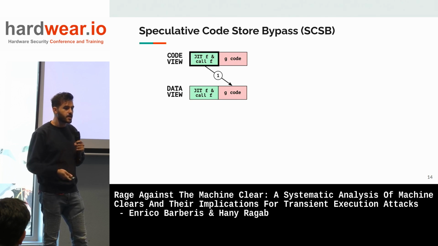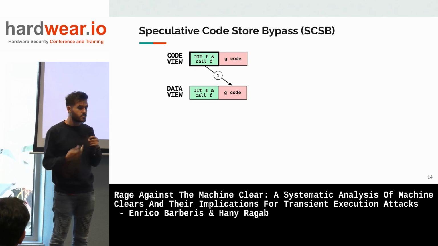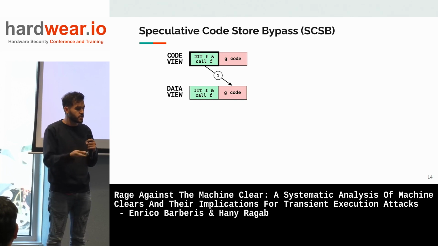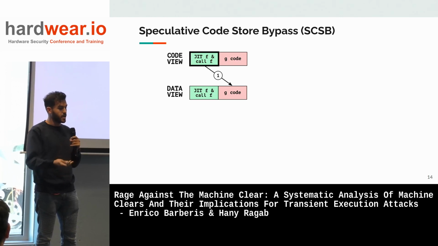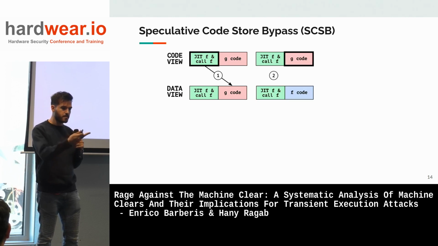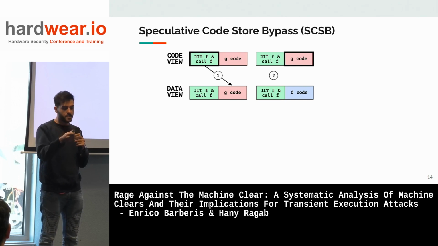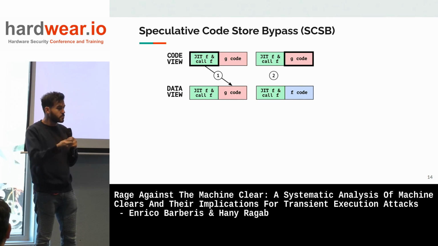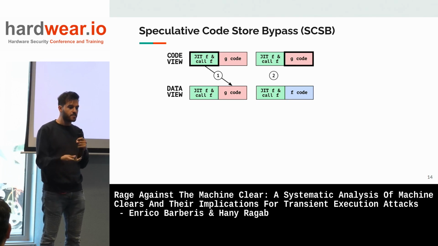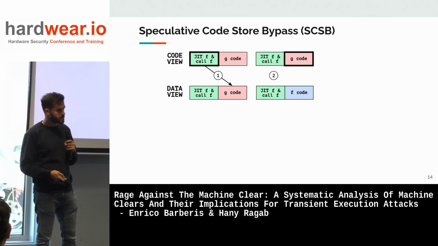So the first step of our attack primitive is that we try to JIT the code of a function f at the address where the code of a function g is residing in memory, in this case as data, as we saw, because this is part of a self-modifying code program. And this store of the function f will cause a temporary desynchronization between the code view and data view, where in the code view we'll continue to have the code of function g that was already there, and in the data view we'll have the new code that we just stored.